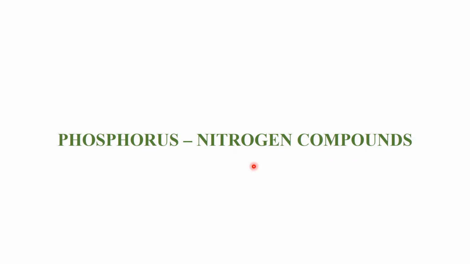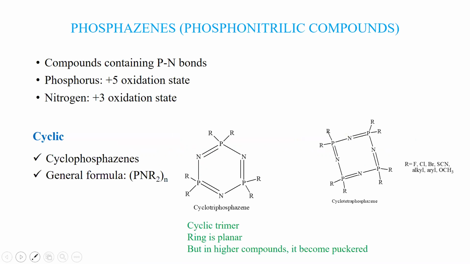In this class, we are going to discuss the phosphorus-nitrogen compounds. The important class of phosphorus-nitrogen compounds are phosphazenes, otherwise known as phosphonitrilic compounds. These are the compounds containing phosphorus-nitrogen bonds. In these compounds, phosphorus is in the +5 oxidation state and nitrogen is in the +3 oxidation state.